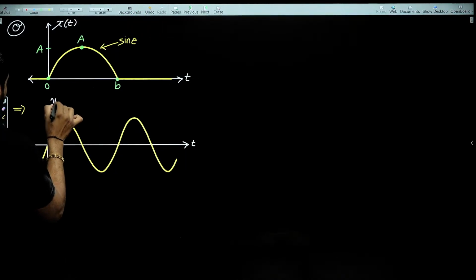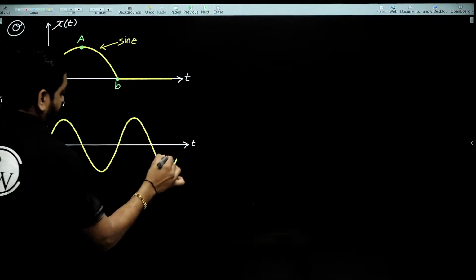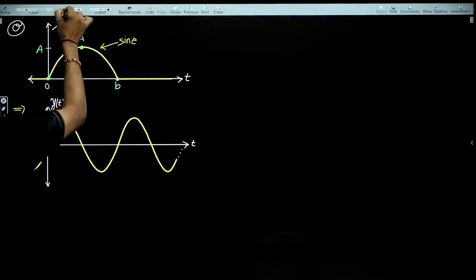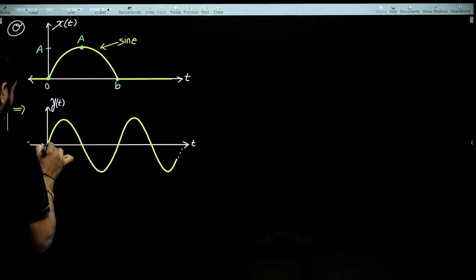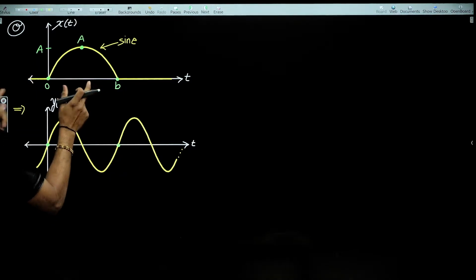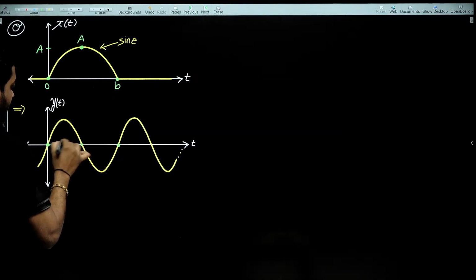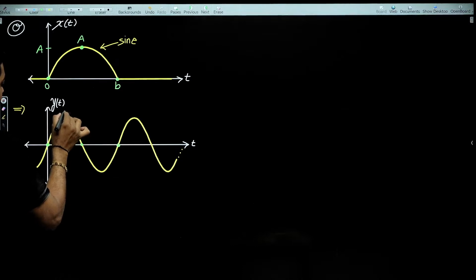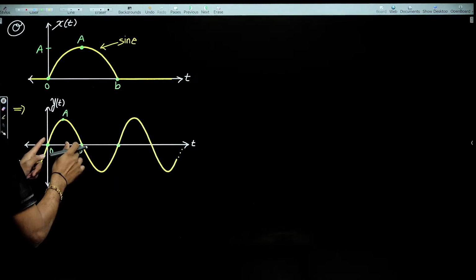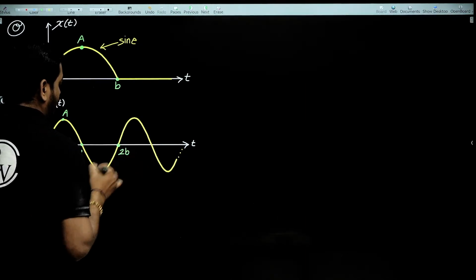Let us write y of t, an infinite duration, complete sinusoidal. The fundamental time period is C. Compare with this: what is the time period for the half wave? Consider this is the half wave, amplitude A. For the half wave it is B, and for the negative half cycle the duration is also B, so it becomes 2B.